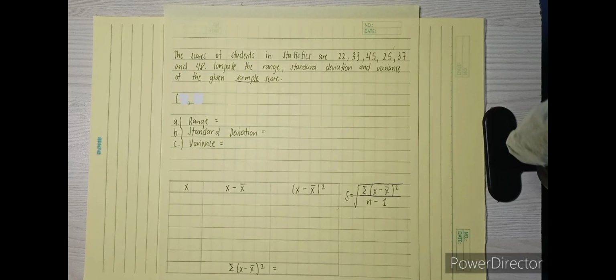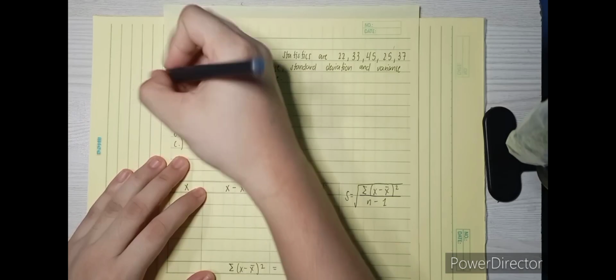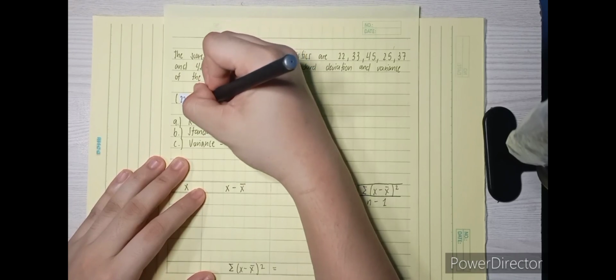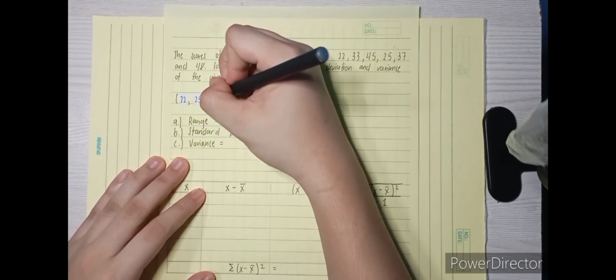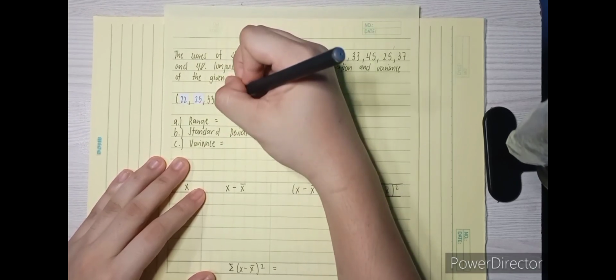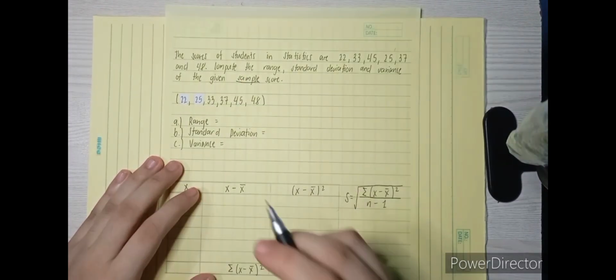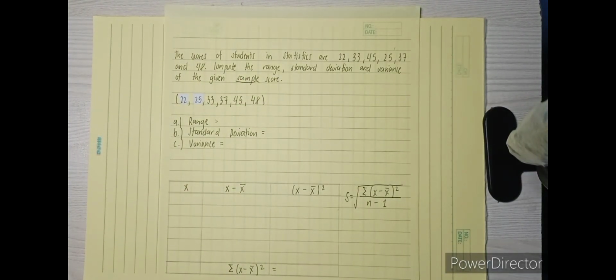Pangalawa, kailangan natin i-arrange ang ating given data from lowest to highest. So 22, 25, 33, 37, 45, and 48. So pagkatapos natin i-arrange ang lowest to highest data, ang kailangan naman natin kunin ay ang range.